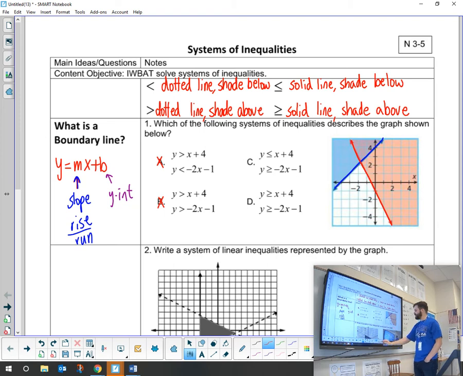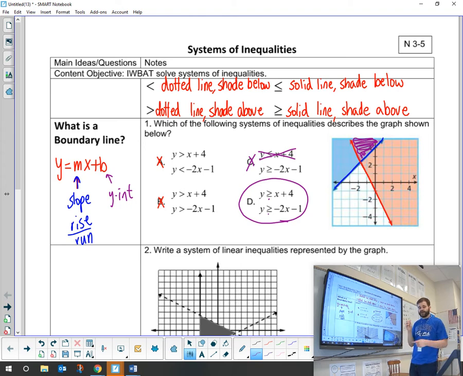Now, the section where they intersect, that is what's called my solution set. If they didn't intersect at all, we would have no solution. But since they do intersect, there is my solution. Okay, so now, since I know that we shade above for both of them, that means we're going to have greater than or equal to symbols for both of them. This one has a less than, so this one would shade below, so this one isn't right. So C is not a correct answer. So I know my correct answer is going to be D.